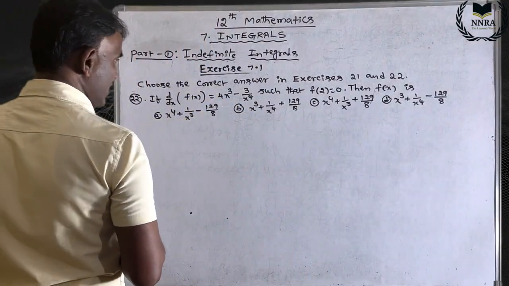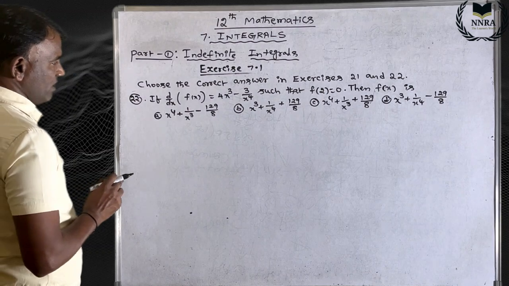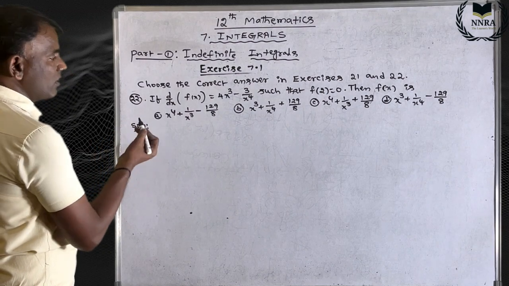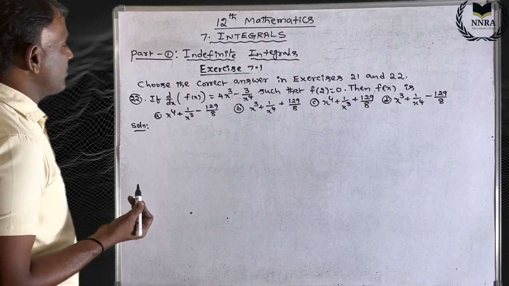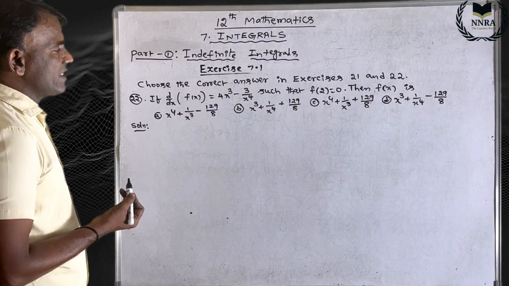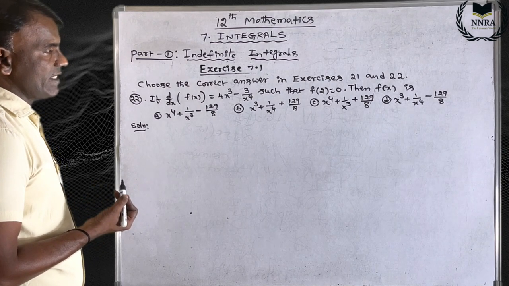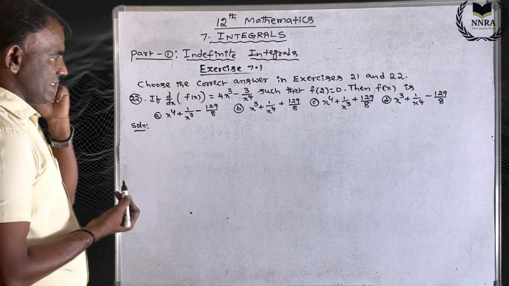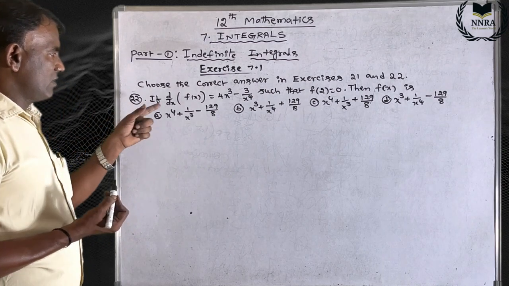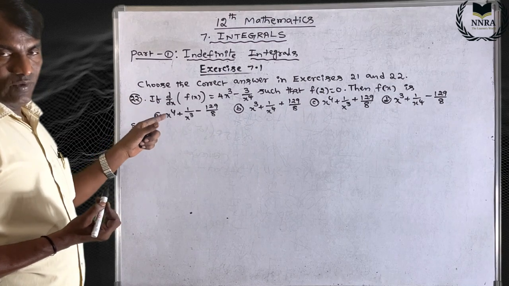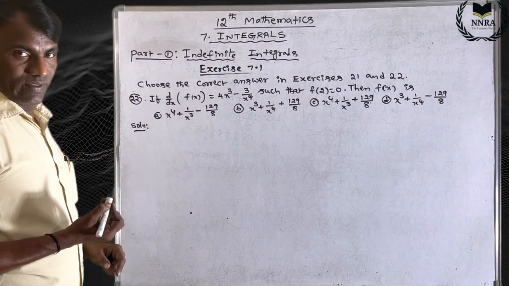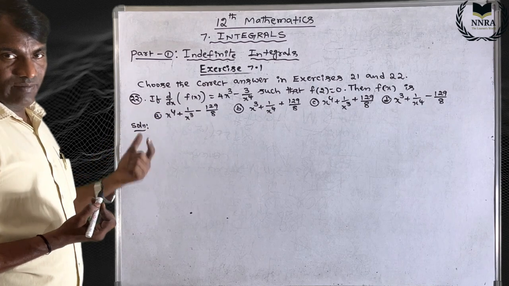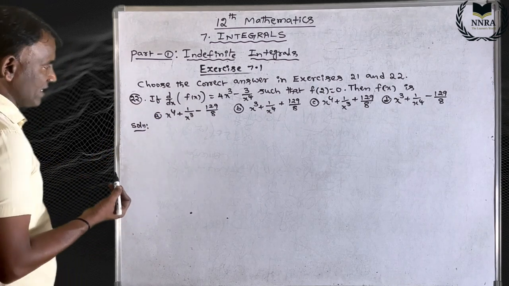Okay, this is the last question in this exercise. Question number 22. If d by dx of f of x equals 4x cube minus 3 by x power 4, such that f of 2 equals 0, then f of x is. So if I apply integration on both sides, then only we get that value. Means it is a derivative, right? Antiderivative is nothing but integral, right? So how to write that one?